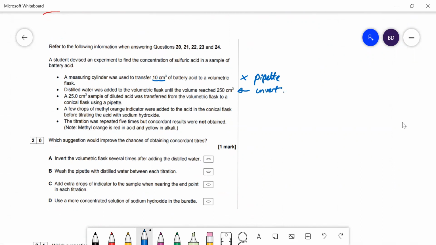It doesn't say he's done that, and that will mean when you make up your solution, you're going to start off, there's your battery acid like there, and then you're going to add the last bit of distilled water, and so that first bit, they won't mix very well, and that first pipette full you get out is going to be mostly distilled water, and so it's not going to work. All right.